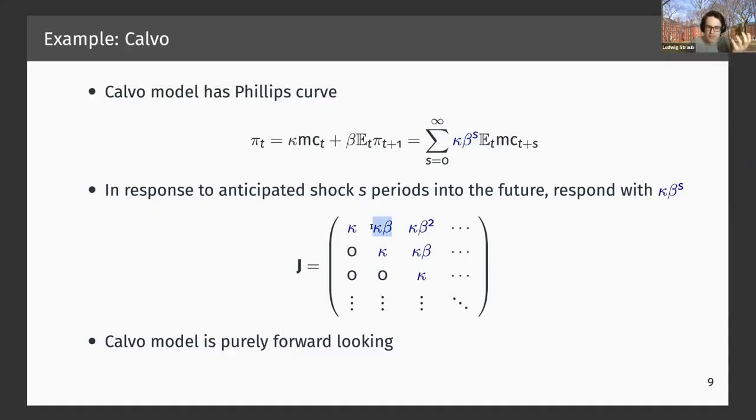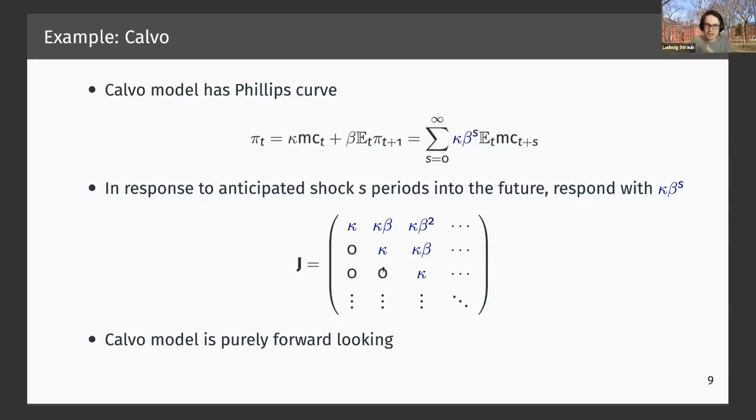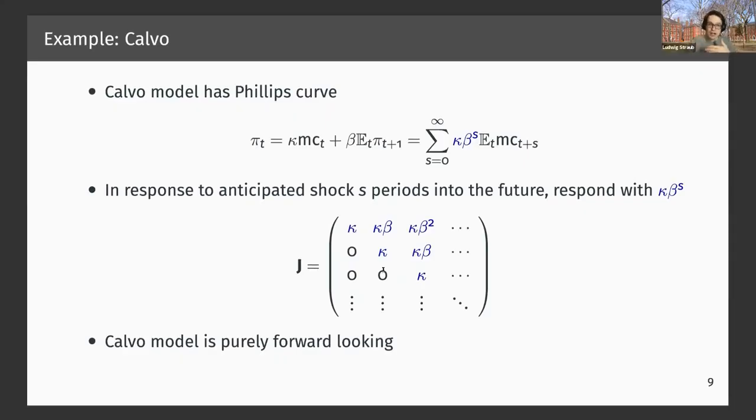Well, it responds now with some discounting because that shock happens in the future. And so you get the initial response of inflation, which is kappa times beta. And then tomorrow, in the same period as the shock, again, you get kappa. And then after that, you again get zeros, because once the shock is in the past, there's no more inflation response, because again, the Calvo model is perfectly forward-looking.